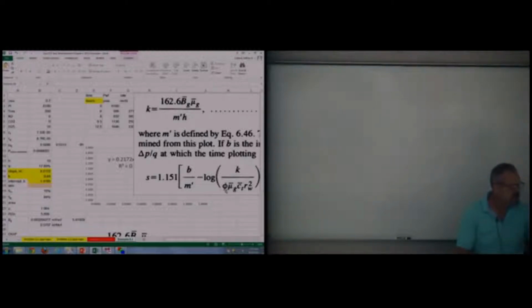Then we got porosity, viscosity, compressibility, total, and rw squared. I bet everybody can tell me what we approximate total system compressibility as. Gas saturation. Gas saturation times gas compressibility.